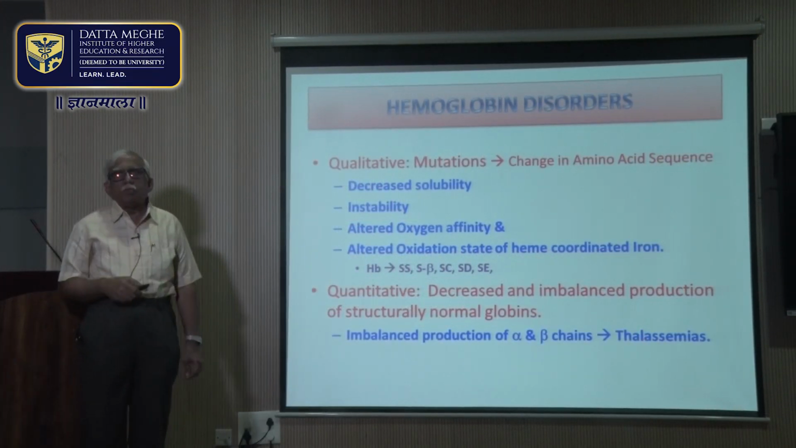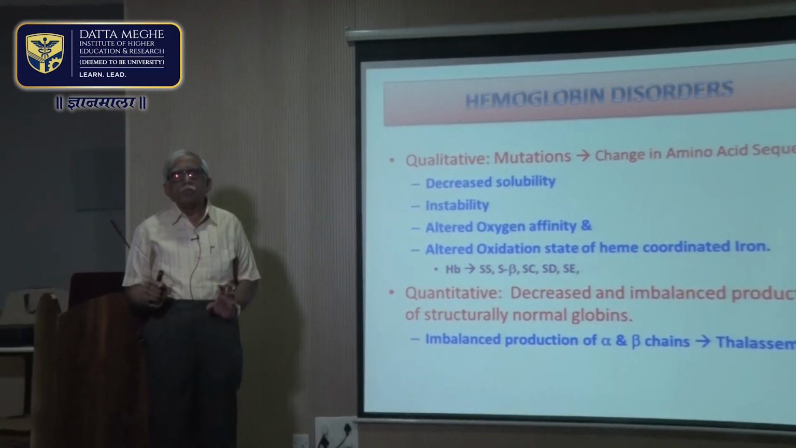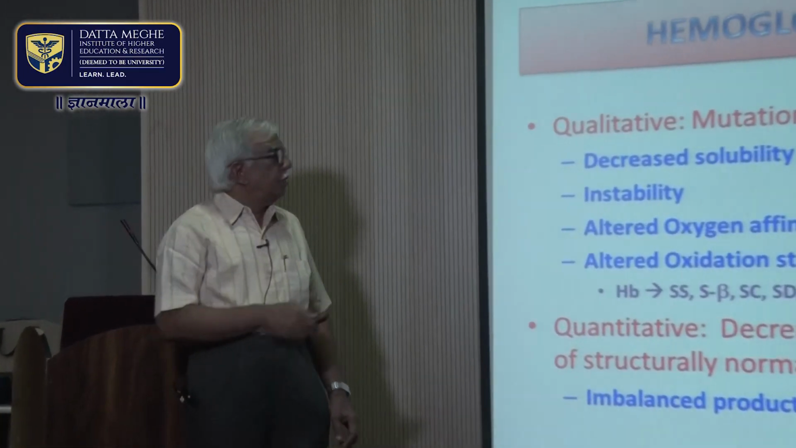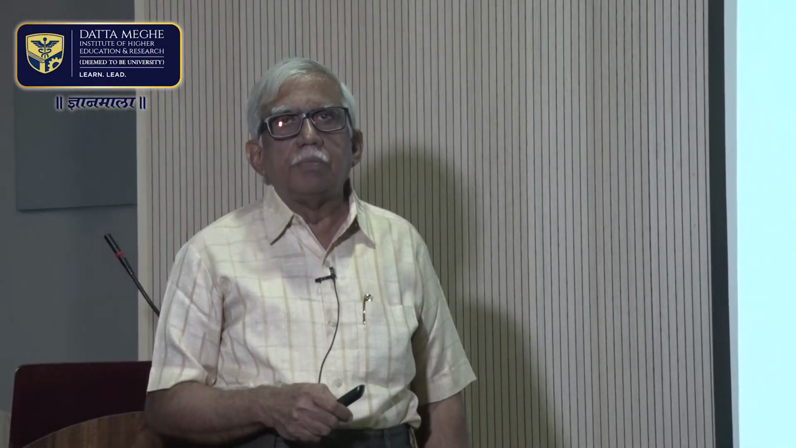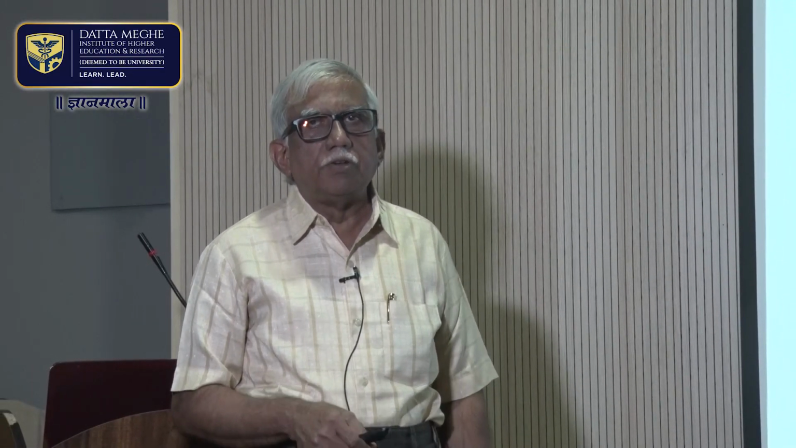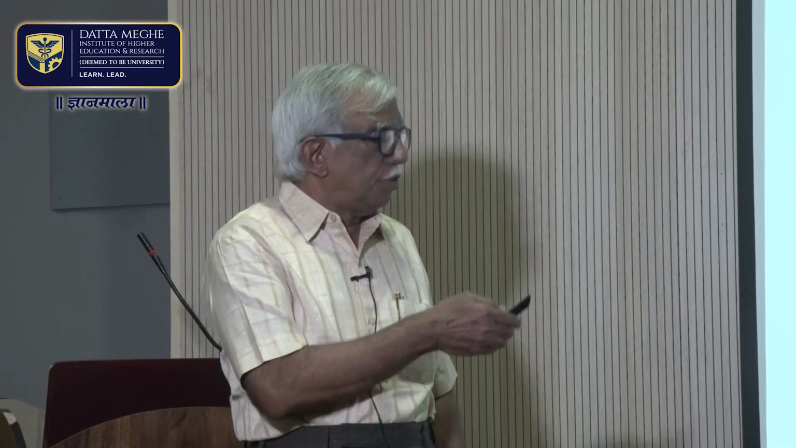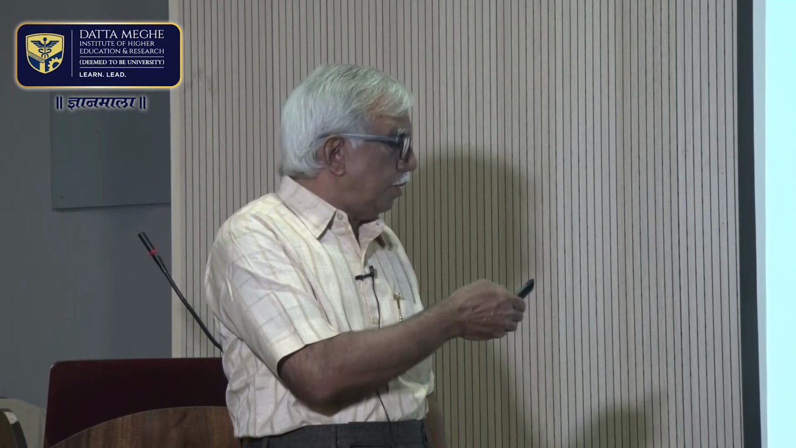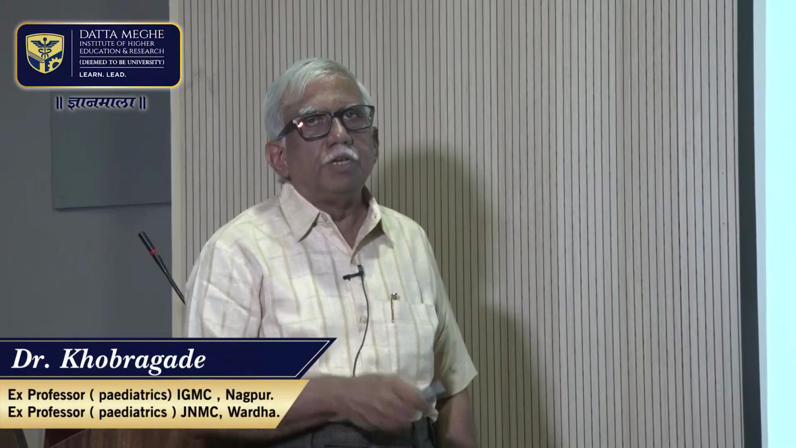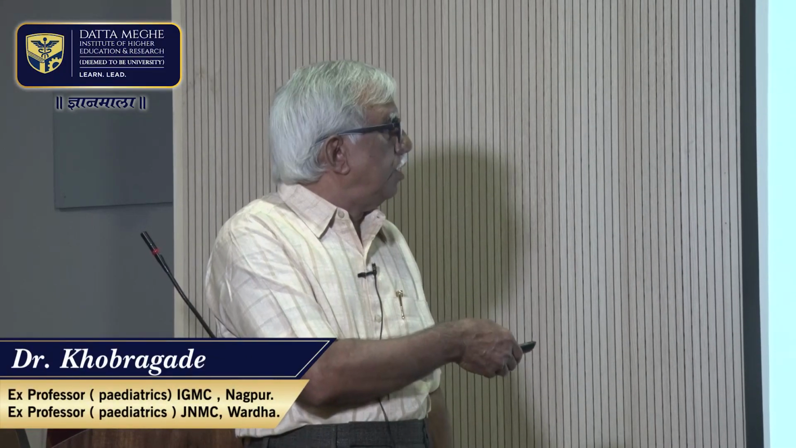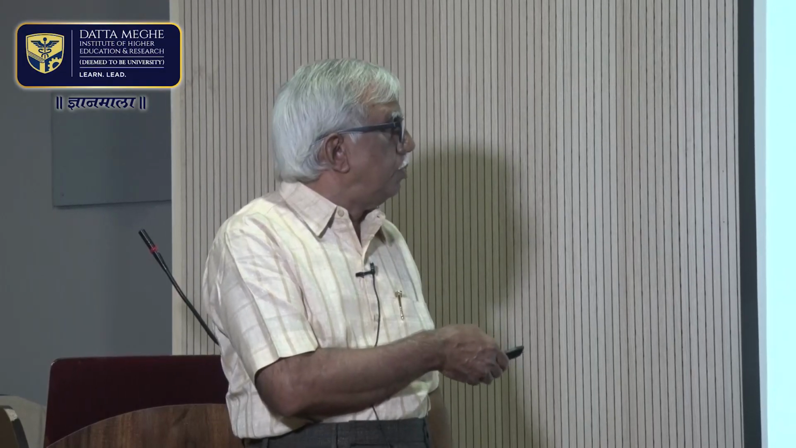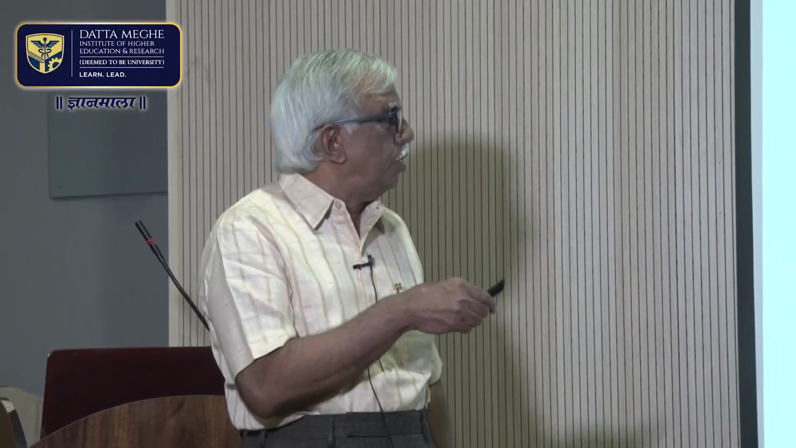Now, hemoglobin disorders are classified basically into two types. Number one is called a qualitative disorder, where there is a mutation and there is a change in the amino acid sequence, and this leads to what? It leads to decreased solubility of the hemoglobin. So, therefore, it goes on precipitating. Then there is an instability of this particular hemoglobin, and therefore, the red cells are easily destroyed.